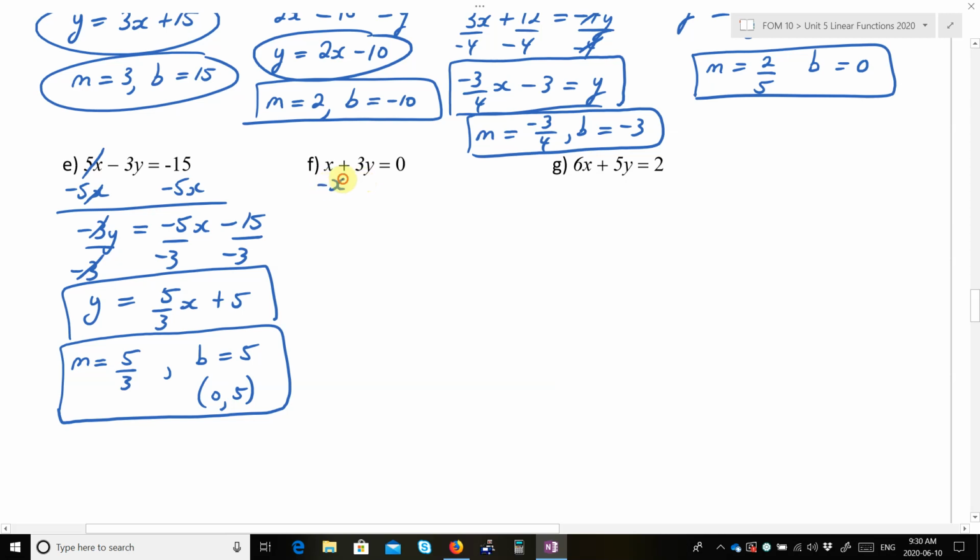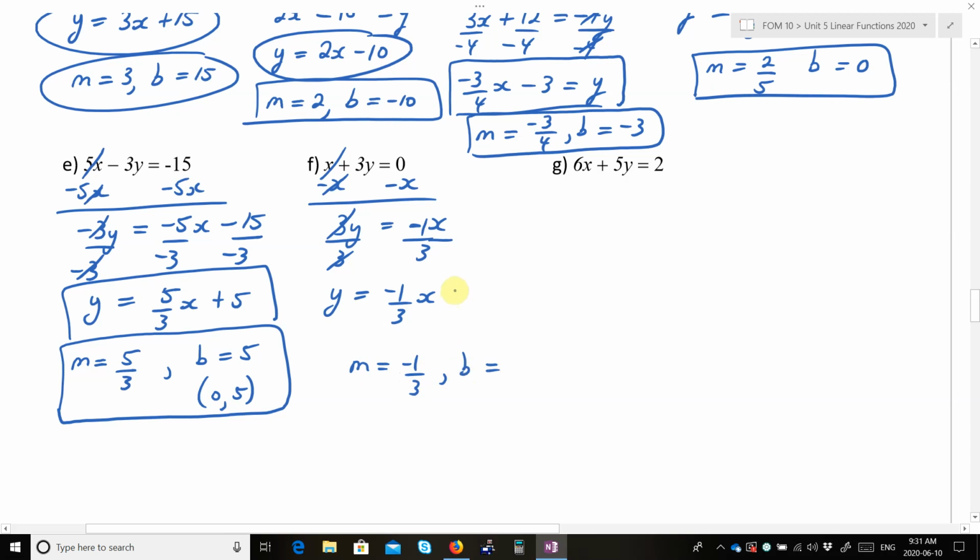And this one here, let's subtract x from both sides, and you get 3y equals negative x. Divide by 3, divide by 3. And we get y equals negative 1/3 times x. So the slope is negative 1/3. B, the y-intercept, is again this plus 0, which for a y-intercept, the x-coordinate is 0 as well. So it would be like that.